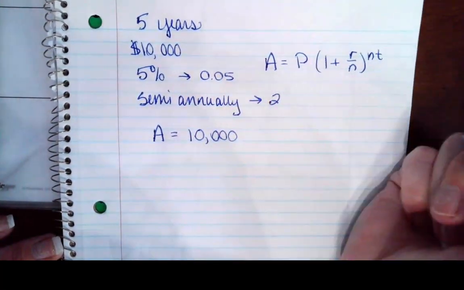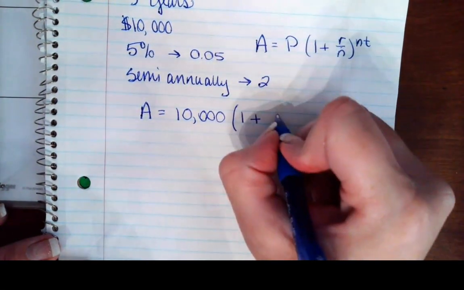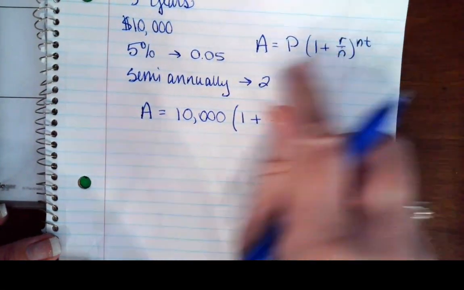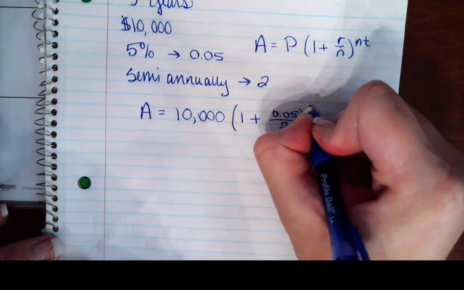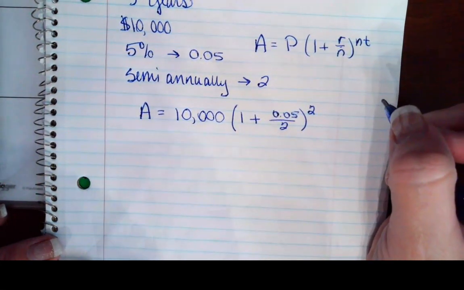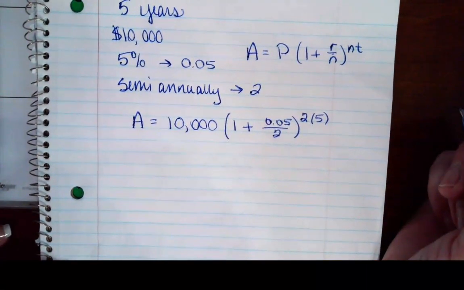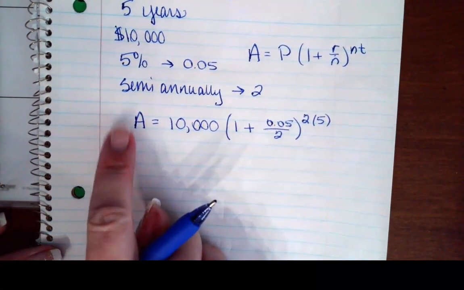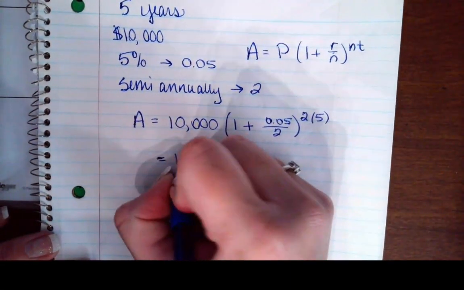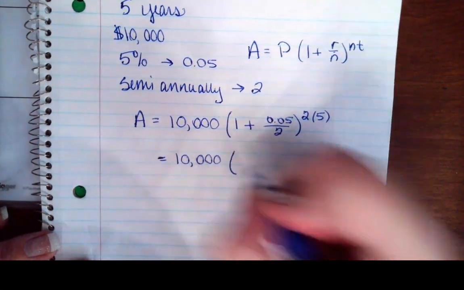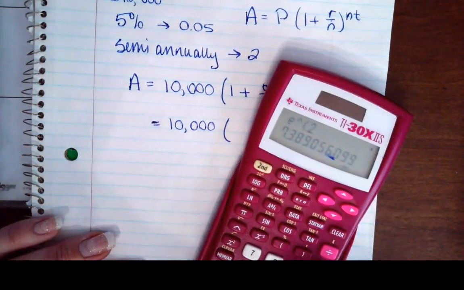I'm starting with $10,000. I've got 1 plus my rate, which is 0.05, over the number of compounds per year, which is 2, raised to the number of compounds per year, which is 2, times 5, which is the number of years that we're doing this for. So where's your variable? My variable's over here, which means I can throw this entire thing into my calculator. So I now have 10,000, 1 plus 0.05 divided by 2 is going to be 1.025.